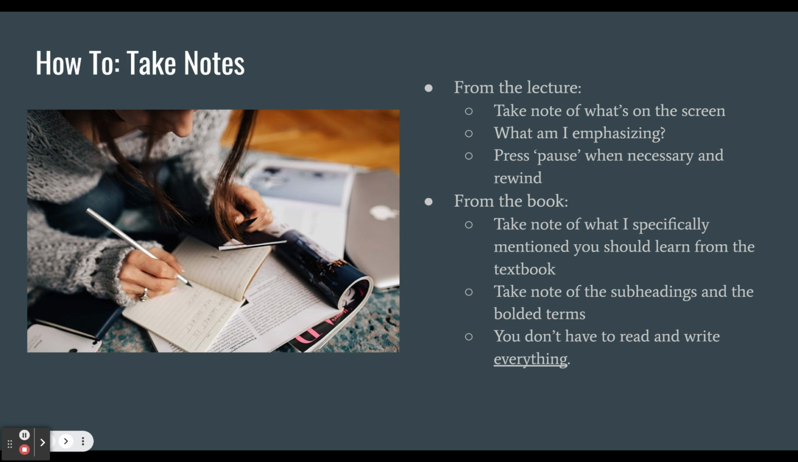There are things in the chapters that you don't have to know unless you're absolutely interested, right? There's a lot of information out there. There are a lot of details, but we just don't have time, and that's okay. It's just so much information.